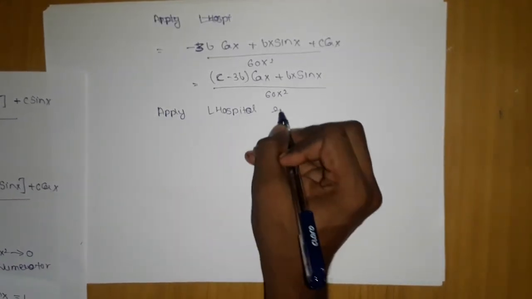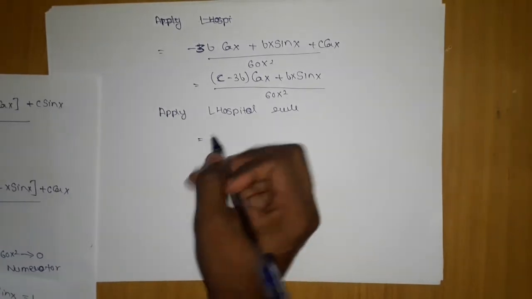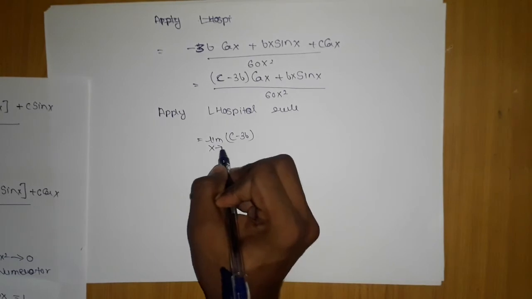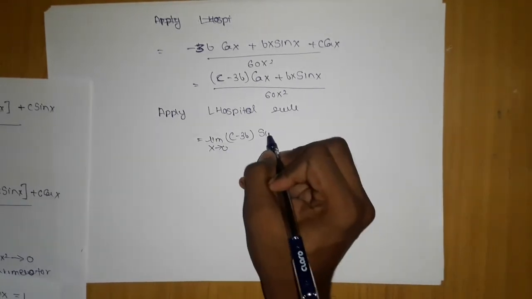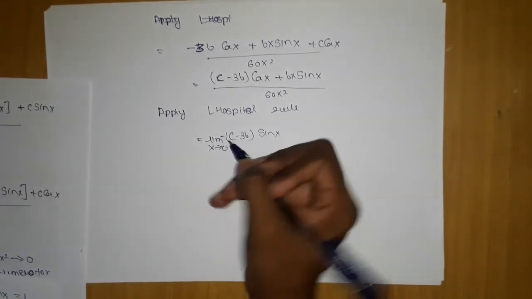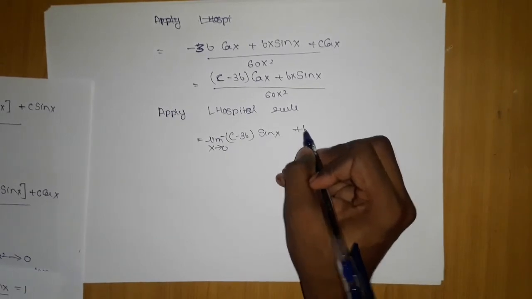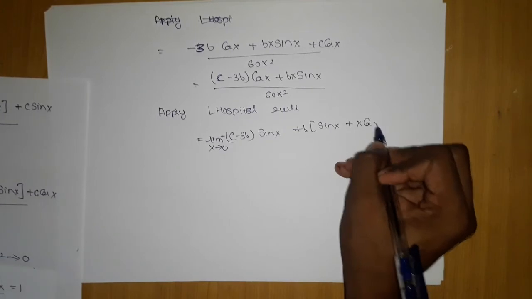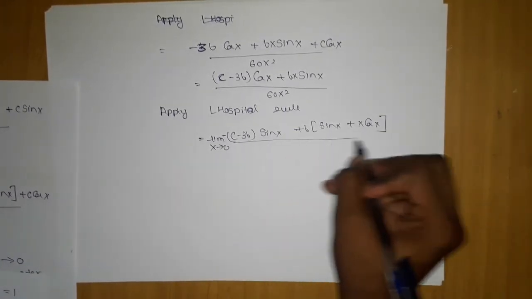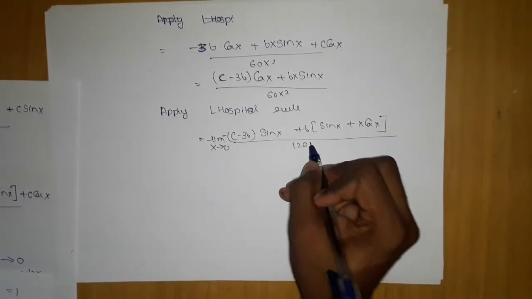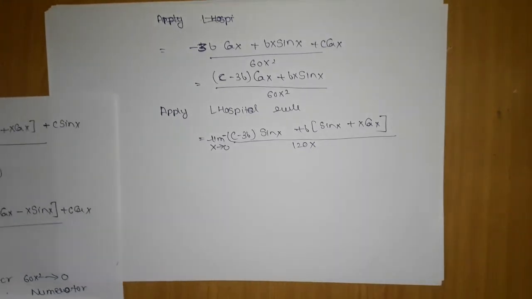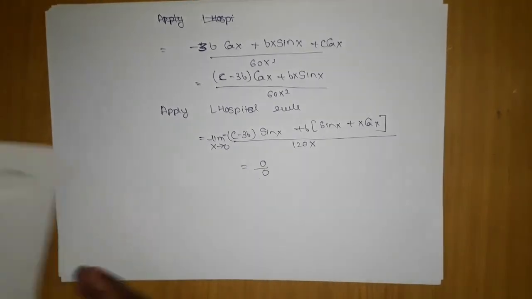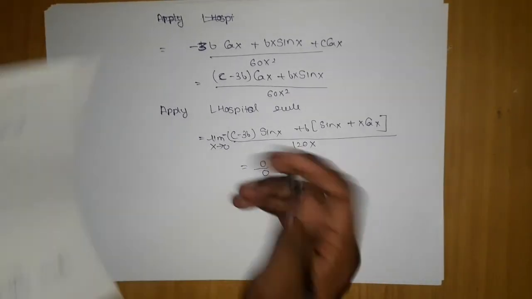Apply L'Hopital rule. What we have is c minus 3b. This will be sin x with minus sign, here minus sign, and here will be into sin x plus x cos x, the whole by 120x. If I put the values, I will get 0 by 0, which is an indeterminate form. I will apply L'Hopital's rule again.